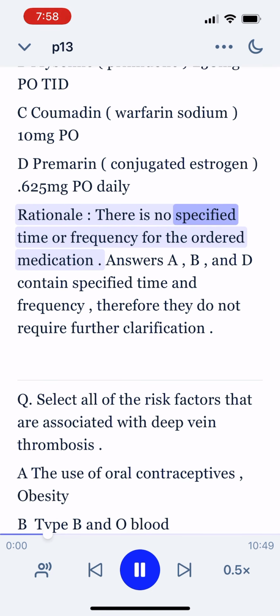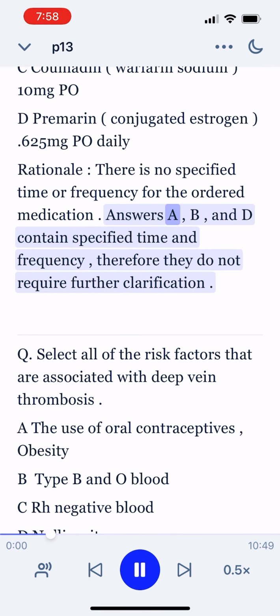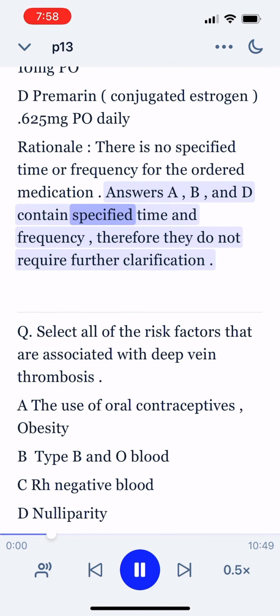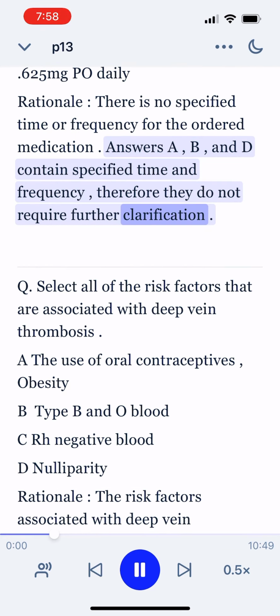Rationale. There is no specified time or frequency for the ordered medication in answer C. Answers A, B, and D contain specified time and frequency, therefore they do not require further clarification.